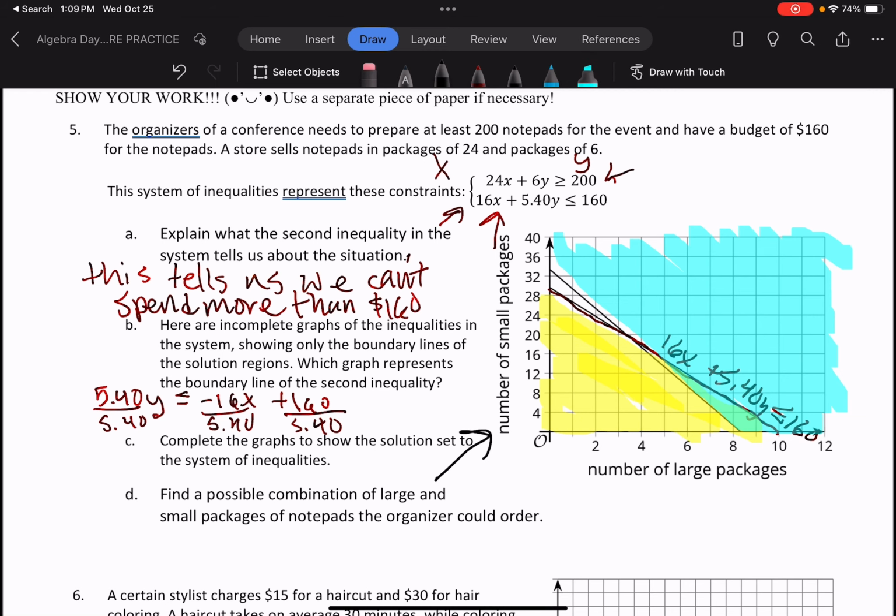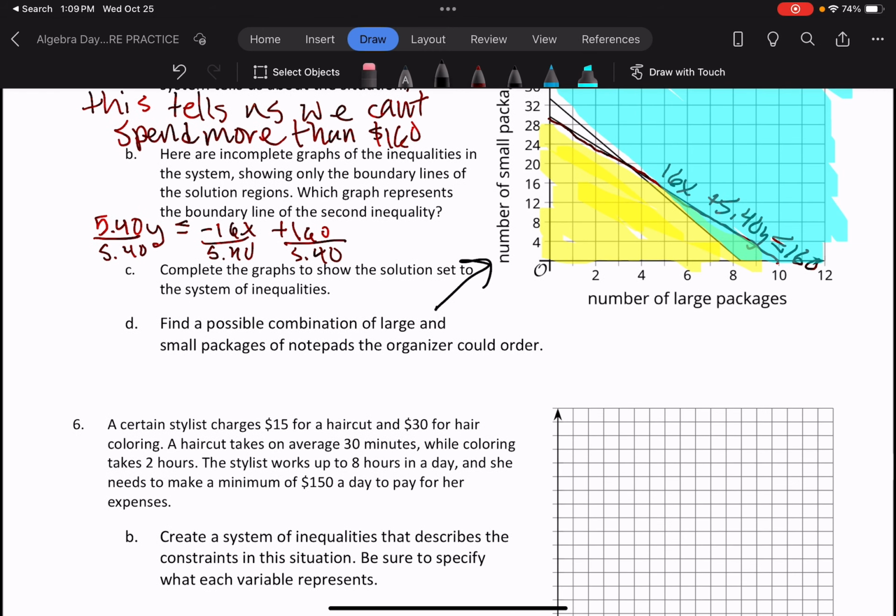Show me your graph. Find the possible combination of large and small packages of notepads the organizer could order. So there's a lot of different responses that we could have here, right? One could be 10, 0, because these are greater than or equal to, so on the line right here, 10, 0 would work. Another one might be 9, 2, right? That would be here and then about here. So 9, 2 looks like one that will work. But anything in this zone right here, this tiny little sliver of triangle, would work.